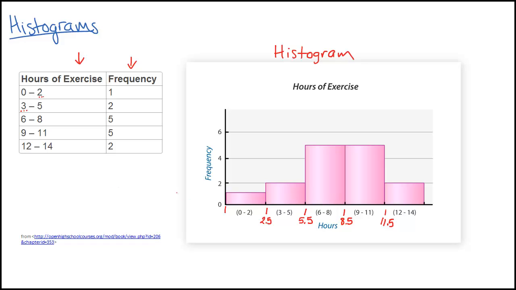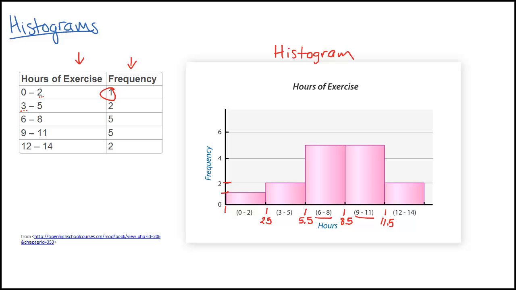So we divide up our axis, and then the height of each of the bars along the y-axis says how many people fell into that category, or what was the frequency. So they said that the frequency between 0 and 2 is just 1, so the height of that bar is 1. Frequency between 3 and 5 was 2, so the height of that bar is 2, etc. So this gives us a nice visual representation of our data. We can see that most people fell into this middle range between 6 to 8 and 9 to 11, tapering off on both sides.